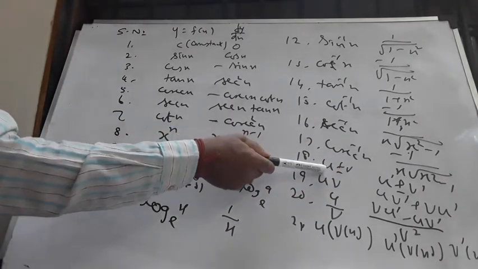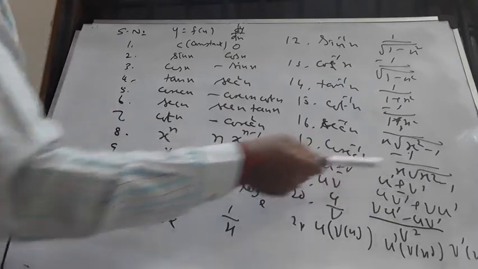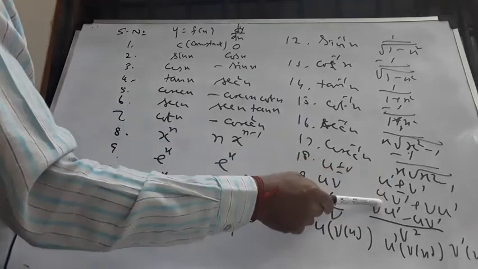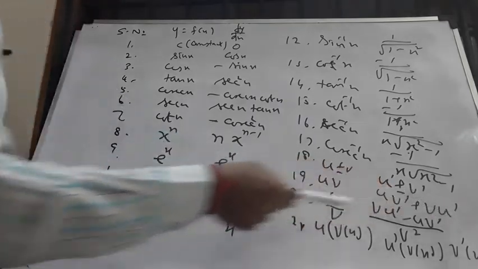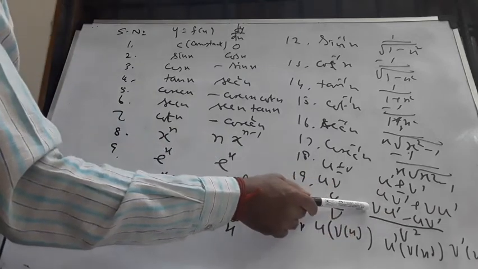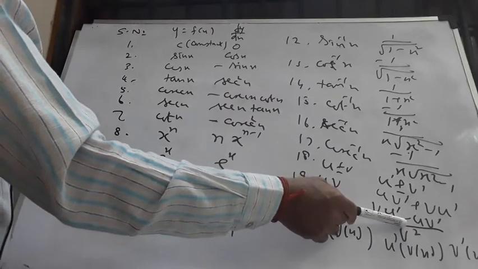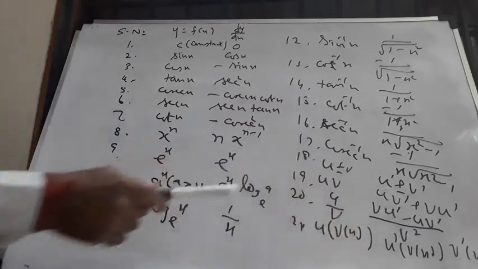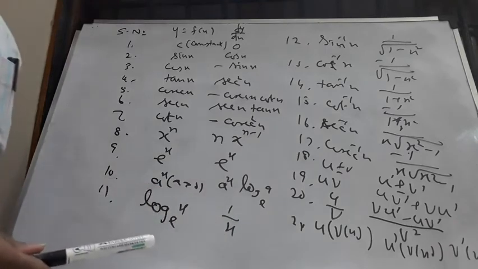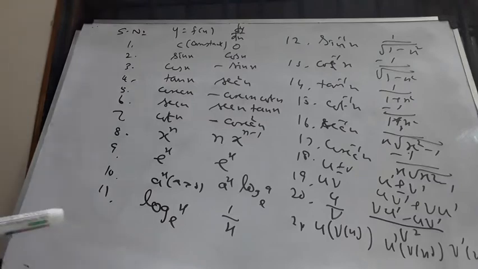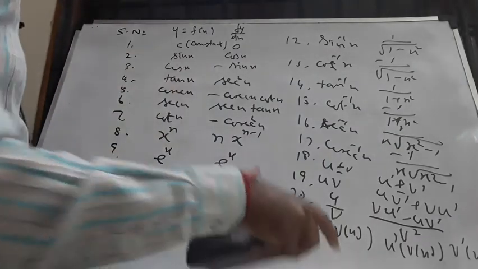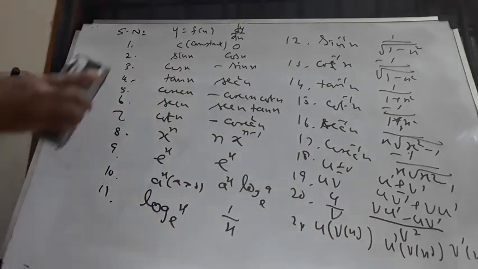U plus or minus v, that is u of x plus or minus v of x, gives u dash plus or minus v dash. For uv, this is called product rule: uv dash plus vu dash, first function into derivative of second, plus second function into derivative of first. Then u of x by v of x, vu dash minus uv dash by v square: denominator into derivative of numerator minus numerator into derivative of denominator, whole divided by square of denominator. Then u of v of x, that is u dash of v of x into v dash of x. This is also written as du by dv into dv by dx. I think this is clear to you.